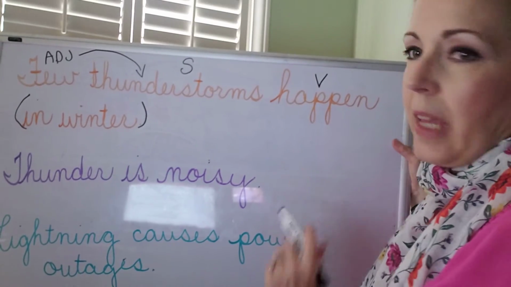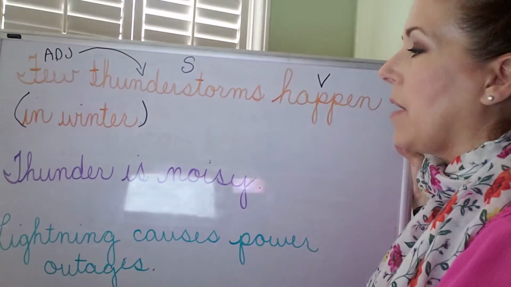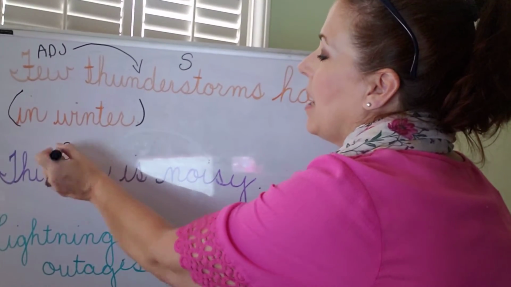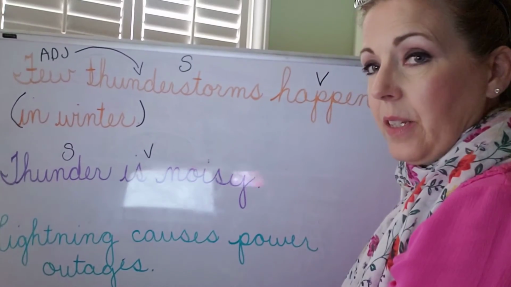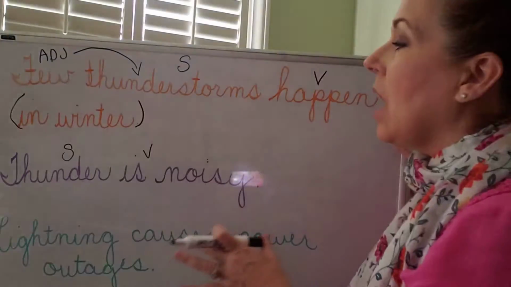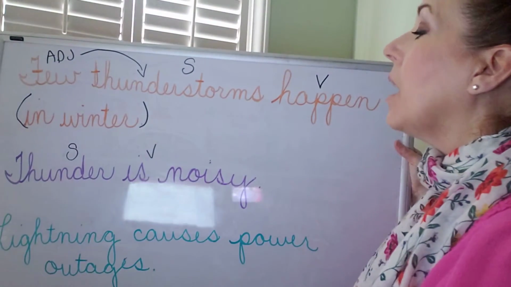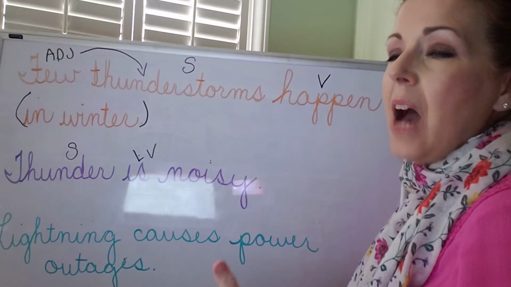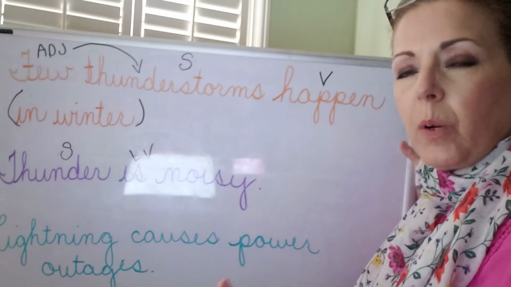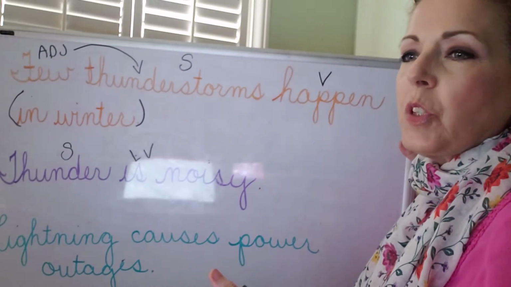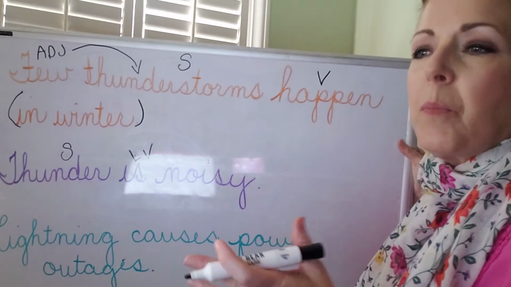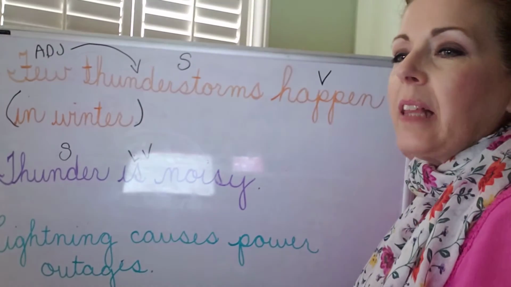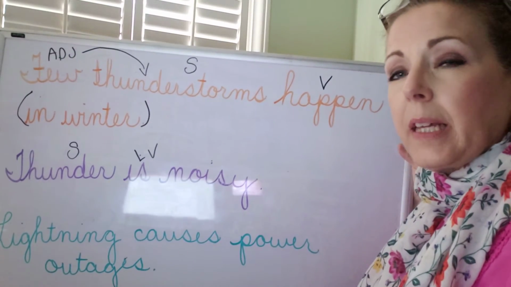Thunder is noisy. So let's get our subject and verb out of the way. Our subject, of course, is thunder, and our verb is is. Now, what kind of verb is this? That's right, it's a linking verb. Some adjectives come after the words that they describe. When that adjective describes the subject but comes after the linking verb, we call that a predicate adjective or a PA. Remember, we've talked about that. A linking verb links the subject to the predicate adjective.